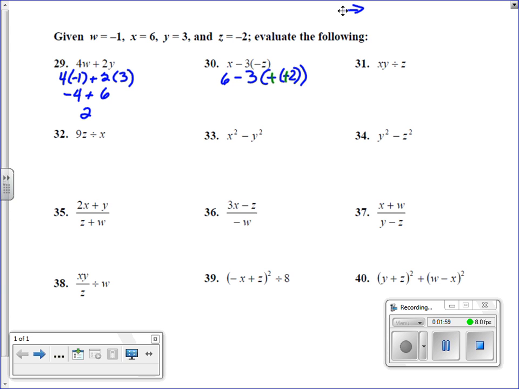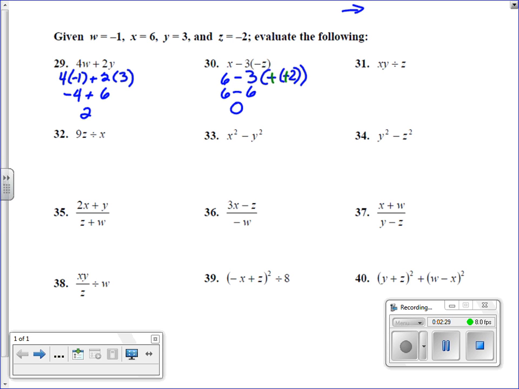So I'm going to rewrite this as, well, basically what I'm saying is 3 times positive 2. So I have 6 minus, right? We're not doing that subtraction yet. I got to multiply, 6 minus 6. And then I end up with 0. If you did 6 minus 3 first, then you would not have gotten this correct answer. You had to do that multiplication first.